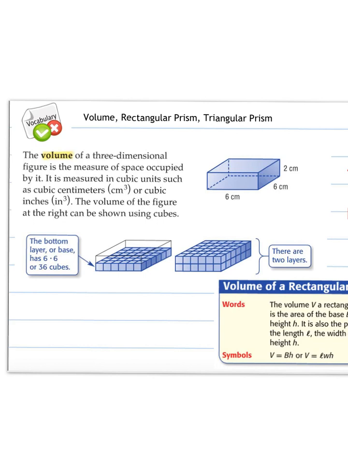On this rectangular prism here, the bottom layer or the base is a 6 by 6, so it has 36 cubes, and that 2 centimeters is showing us that it is 2 layers of it.